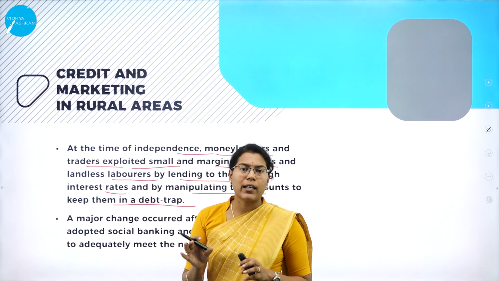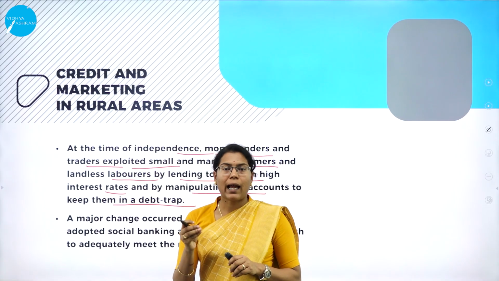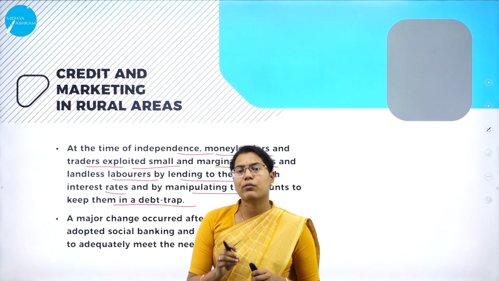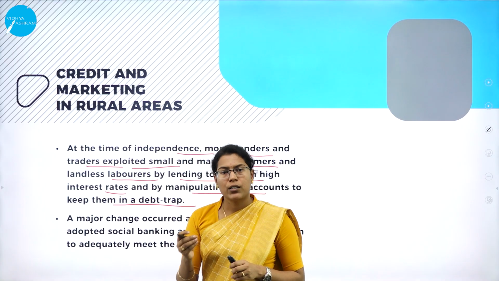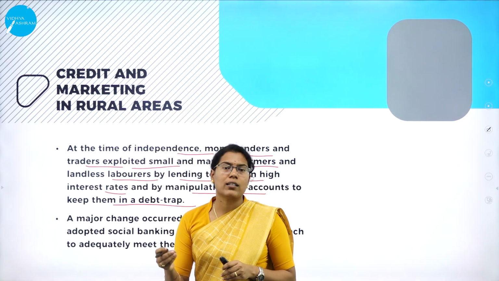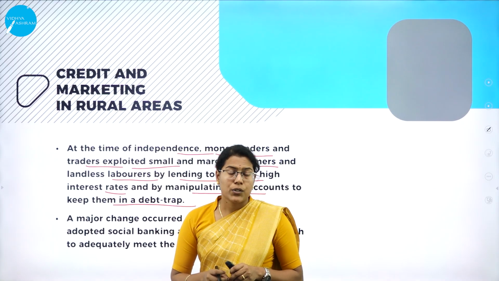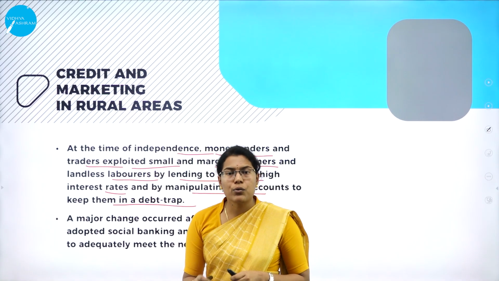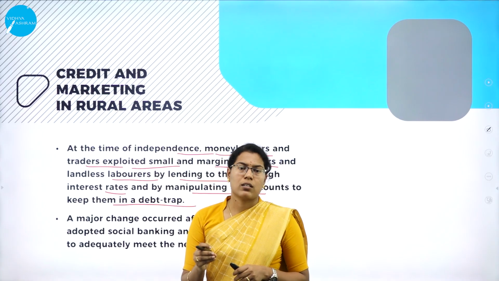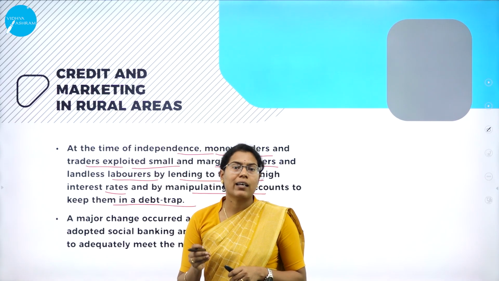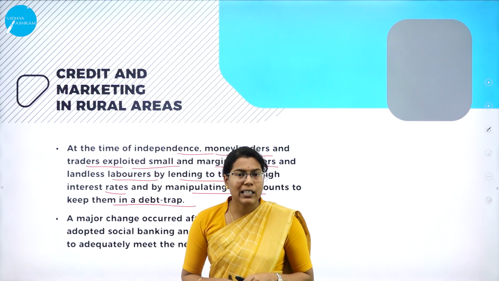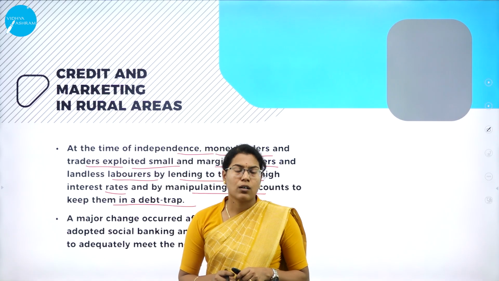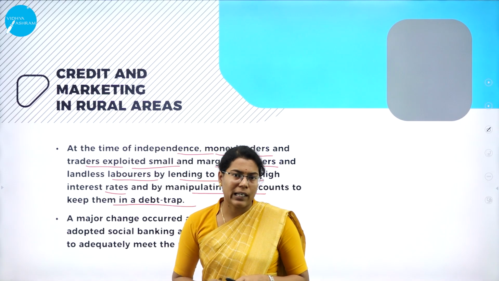In that period they were in need of money, and at the time of sowing the seeds also they needed money for cultivation, sowing seeds and carrying out other farming activities. So, they used to borrow from money lenders, and money lenders used to give them loans at a very high interest rate. So, they were easily exploited by the rich and the money lenders of those rural areas.